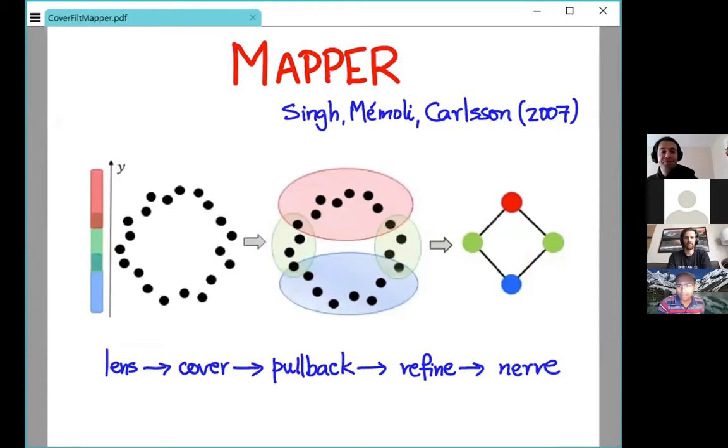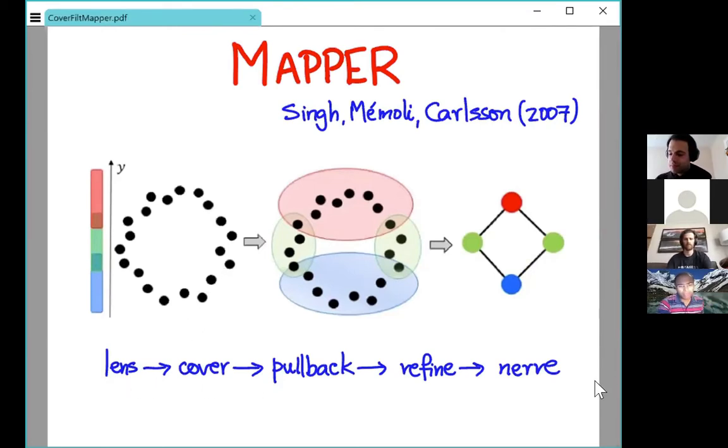The TDA construction of our interest is the mapper, which was originally proposed by Singh, Memoli, and Carlson in 2007. This is a picture that gives most of the idea of what it is about. You have a point cloud, and the goal is to come up with highly compact representations of a space or a point cloud, which quote unquote reveal structure.